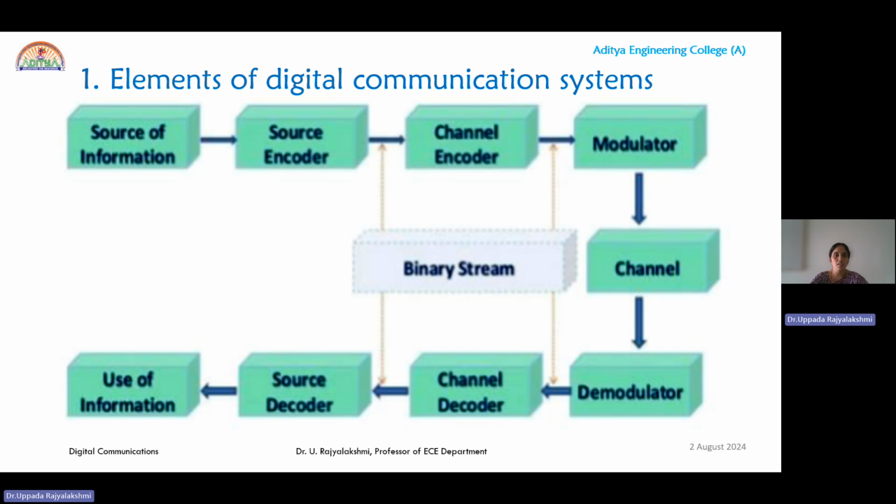That binary stream is again decoded into the original message signal or original message format by using our source decoder, and finally the data will be applied to the destination. So these are all the elements of a digital communication system.